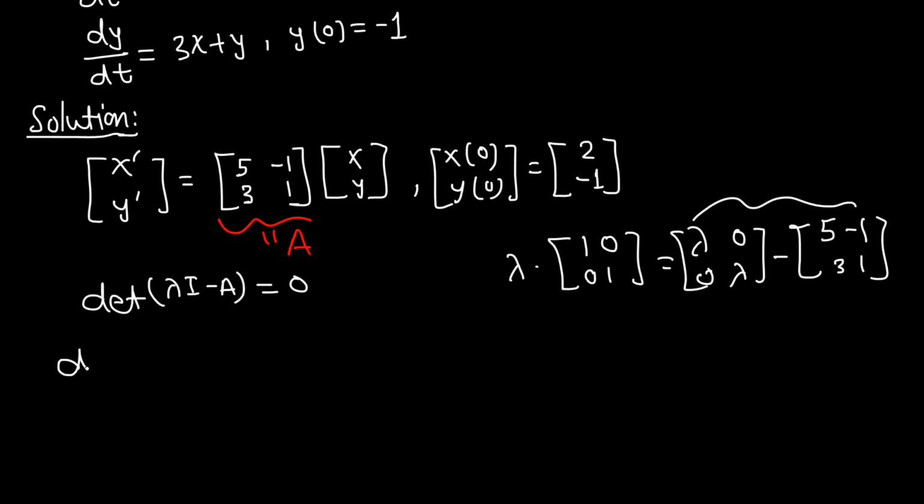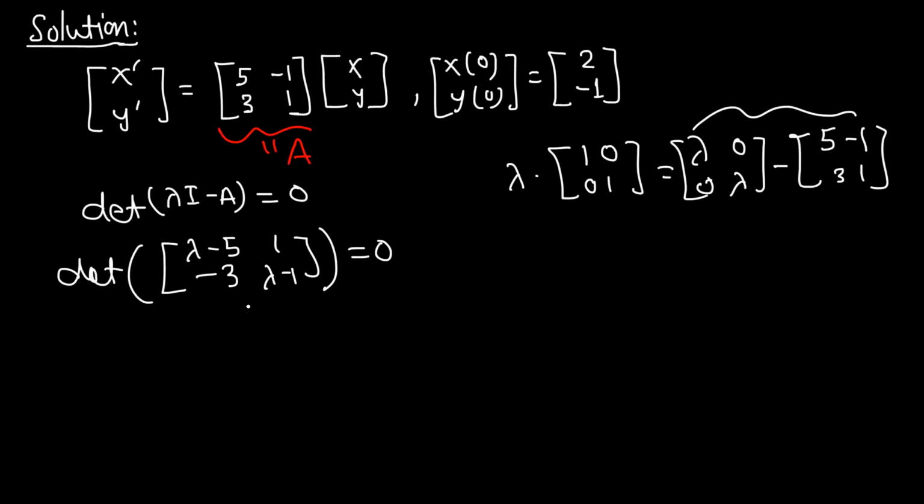So this is the determinant of lambda minus 5, 0 minus negative 1, just 1, 0 minus 3, negative 3, lambda minus 1 here equals 0. Let's find the determinant, we multiply this way minus this way. Lambda minus 5 times lambda minus 1 minus negative 3 times 1, negative 3.